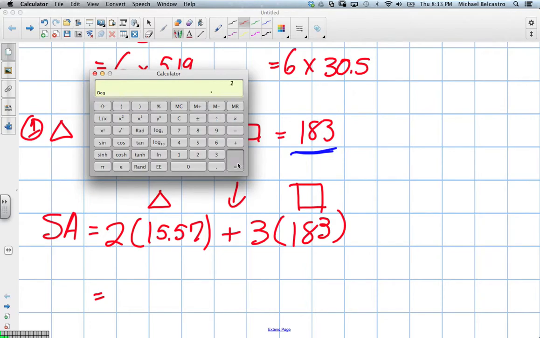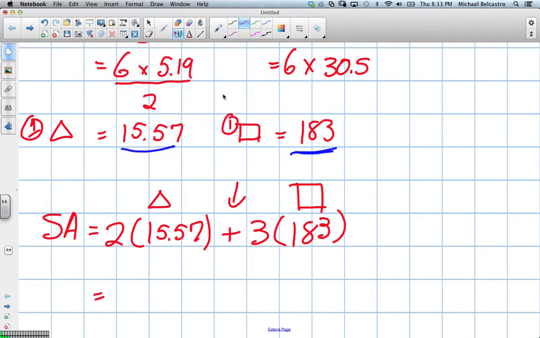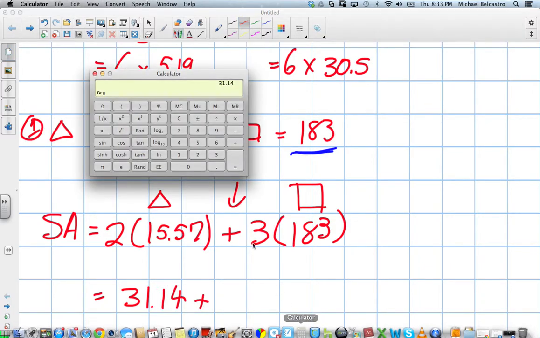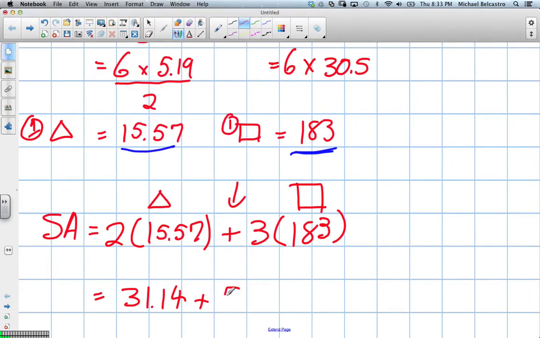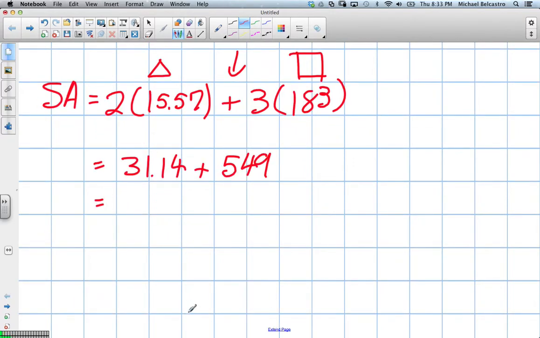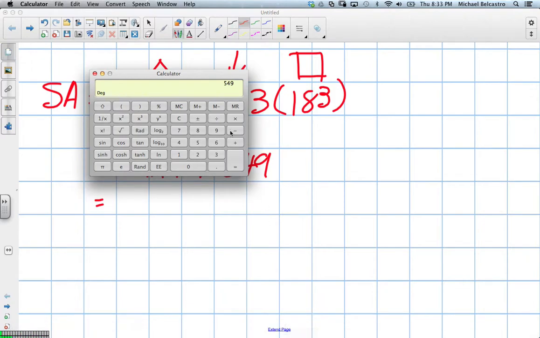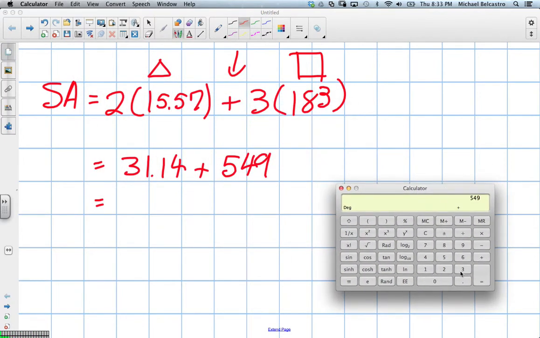15.57 times 2, 31.14, plus 3 times 183, 549. And then we add these two values to find the total surface area of the prism. So we add those, plus 31.14, 580.14.